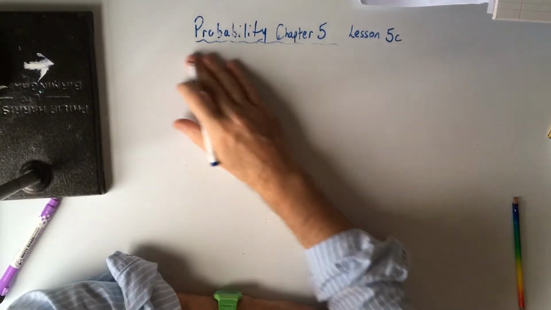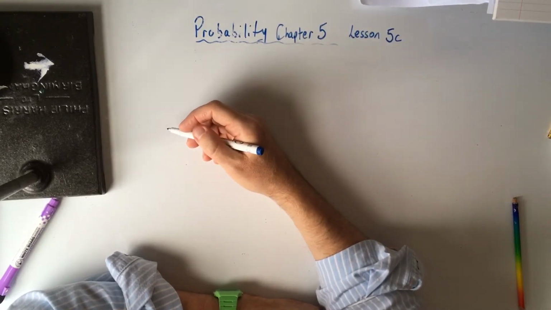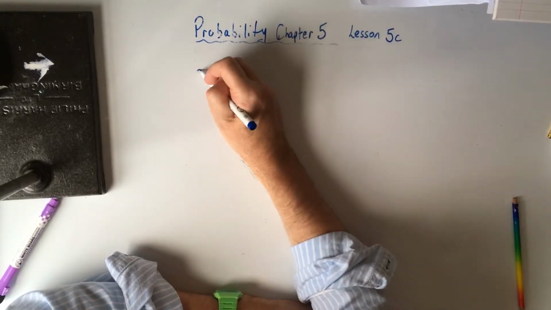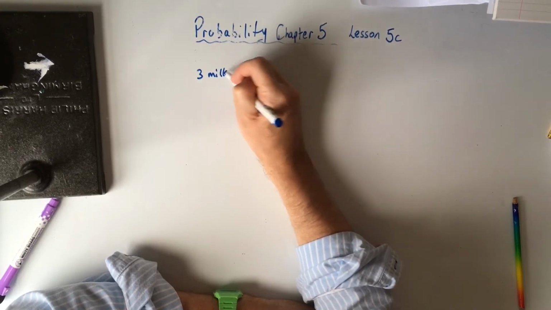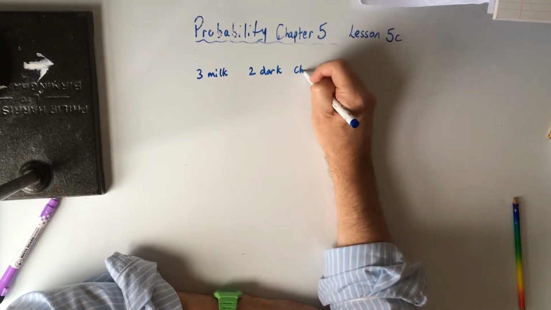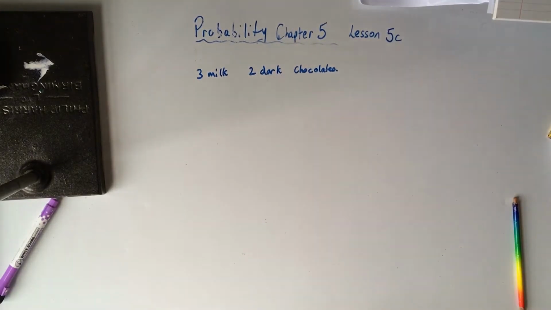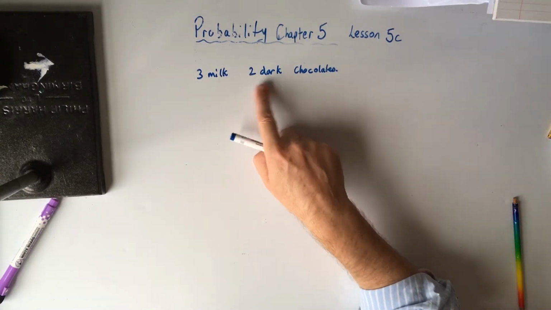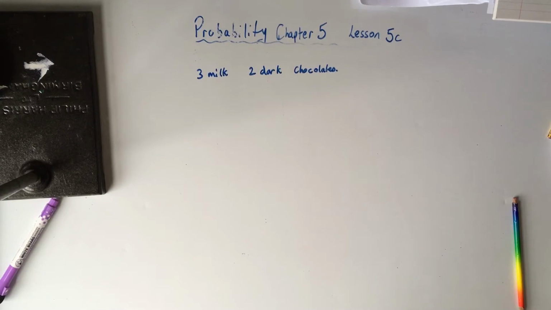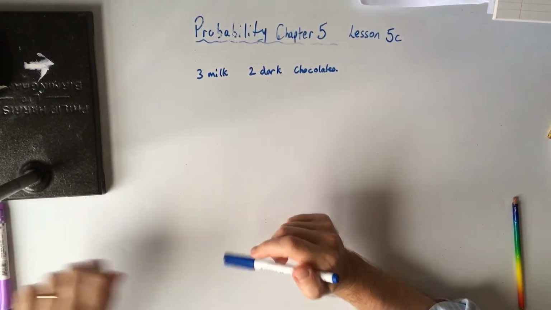So let's just have a look at the classic question. 3 milk chocolates and 2 dark chocolates. Okay, so this is what's going to happen. You're going to choose 2 chocolates at random from the bag, and in this bag there's 3 milk and 2 dark. Okay, so tree diagrams is just a way of giving you a timeline to what could happen.